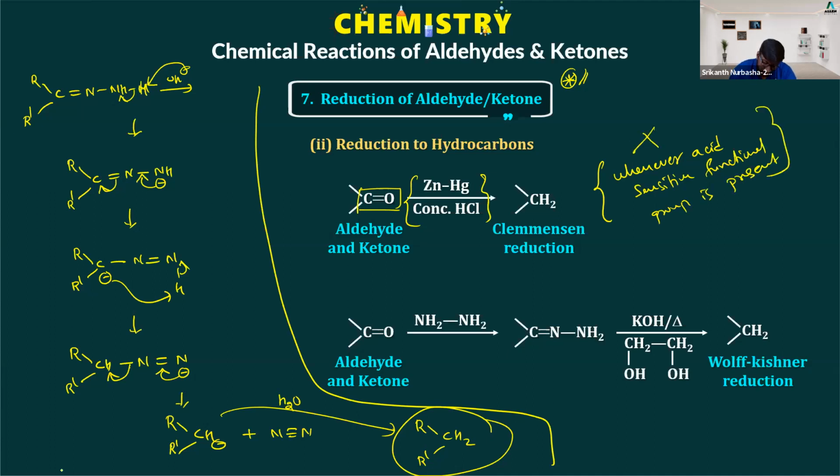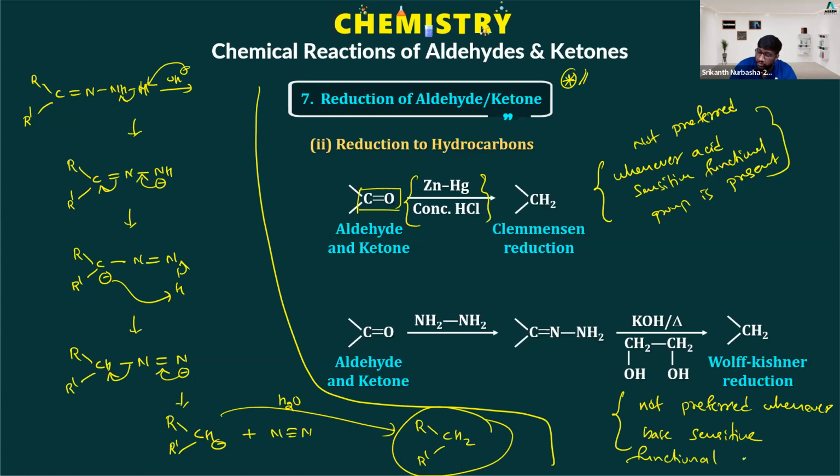It is not preferred whenever an acid sensitive functional group is there, and Wolff-Kishner is not preferred whenever a base sensitive functional group is there. Whenever we have a base sensitive functional group, we should not do Wolff-Kishner reduction. Whenever we have an acid sensitive functional group, we should not do Clemmensen's reduction.